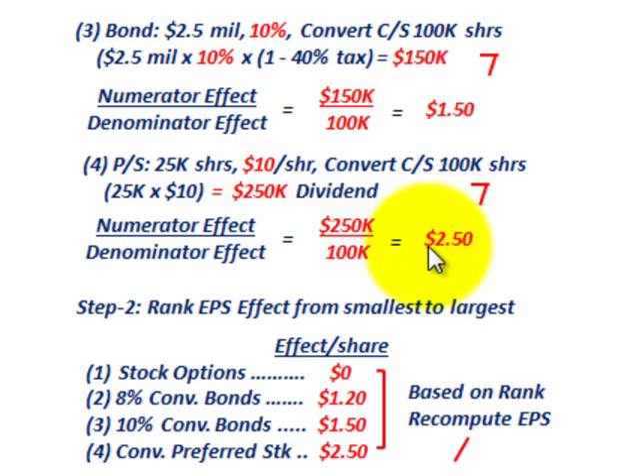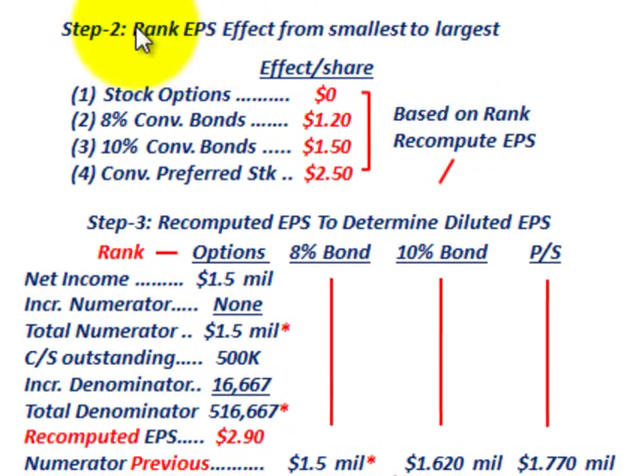Okay, so let's go down to step 2. We went through to determine that earnings per share effect for each of our convertible securities, and step 2 is where we have to rank the earnings per share effect from the smallest to the largest amount. So that's why we went through and determined the effect per share for each of these securities.